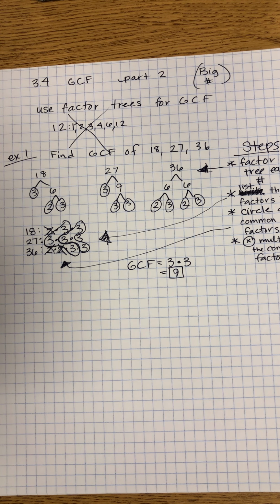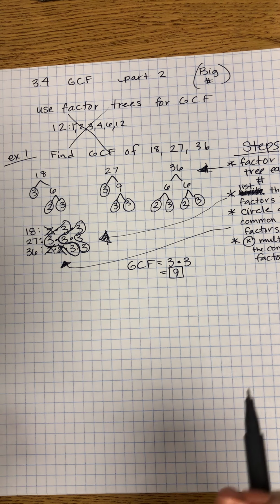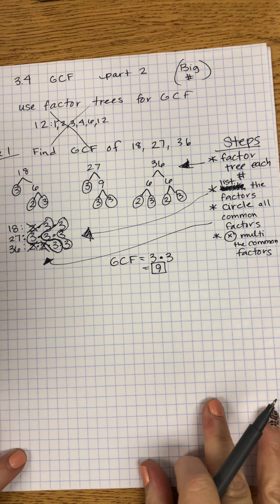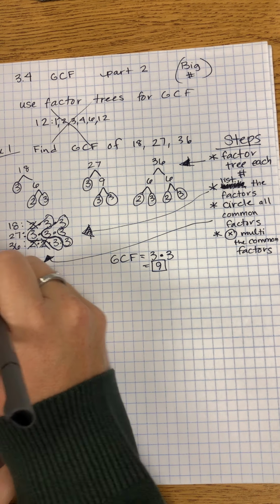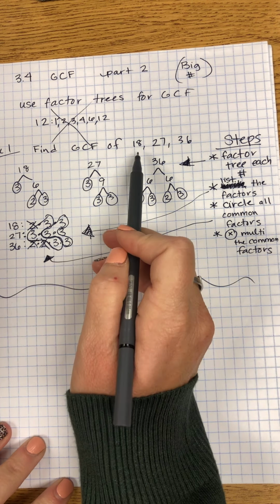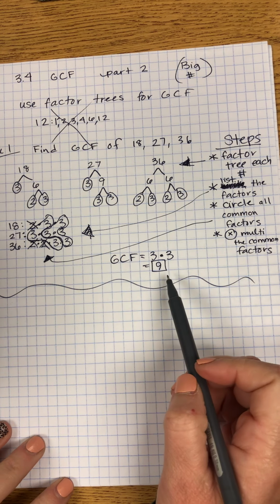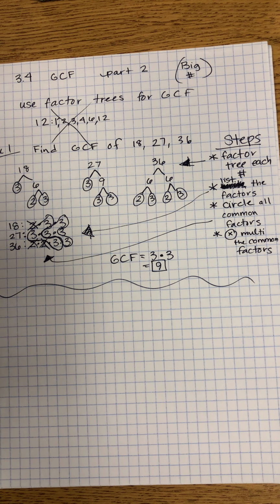How do we feel about this? It's good, but sometimes it's harder for me because I need to know every single factor for the same. Sure, sure. I mean, it's going to take some practice. It's going to take a little practice, but I know you can do it. Okay? So the GCF for 18, 27, and 36 is 9. That is their greatest common factor.